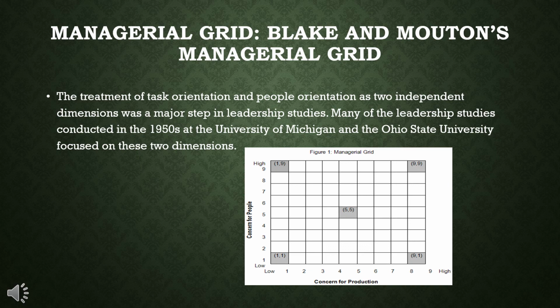So the treatment of task orientation and people orientation as two independent dimensions was a major step in leadership studies. In this study, for experimentation, they conducted two surveys. The first is based on concern for people, and the second was concern for production, as you can see here. So they have created 5 situations, for example when production was low and the concern for people was also low. So what will happen in that situation? These kinds of 5 situations they have created. So let's understand them in detail.